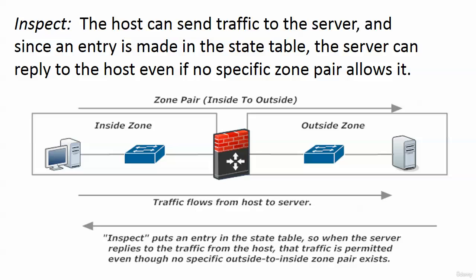Because with inspect, that would allow the host to send traffic to the server, but while the traffic is going through, an entry is made in the IOS firewall state table. So in this particular case, the server could reply to the host even if no specific zone pair allows it. Because again, inspect puts an entry in that state table, the traffic comes back from the server, it hits the IOS firewall, it looks in its state table and says, okay, I got an entry for you, I'm going to let that traffic go on in.